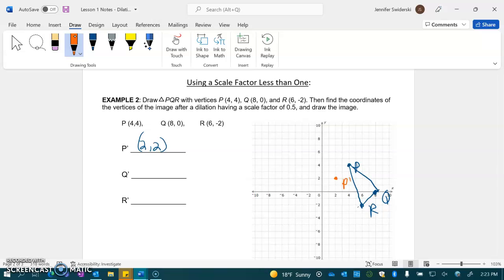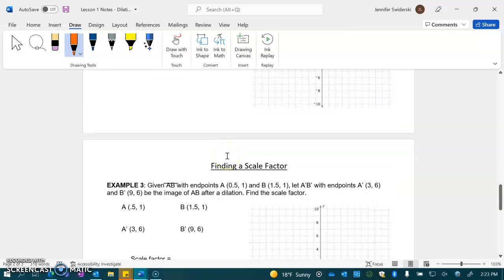For 8, 0, I'll get 4, 0. So I'm dividing both of those by 2. So that's Q prime. R, if I divide that by 2, I'll get R prime at 3, negative 1. So here is my triangle. All right, so I've got my original in blue and then my dilation in orange.